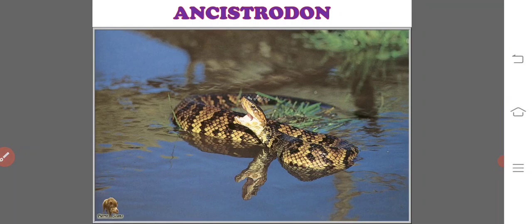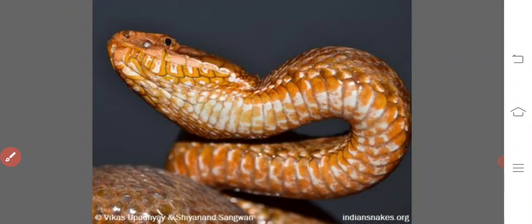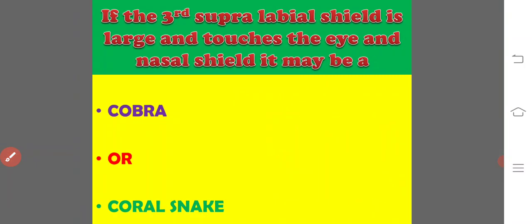This is the image of Ancistrodon himalayanus, Himalayan pit viper. Here we can clearly see. Then if we come to the supralabials, if the third supralabial shield is large and touches the eye and the nostril shield, it may be a cobra or coral snake. Supralabial shield means the shield which is present upon the upper lip.